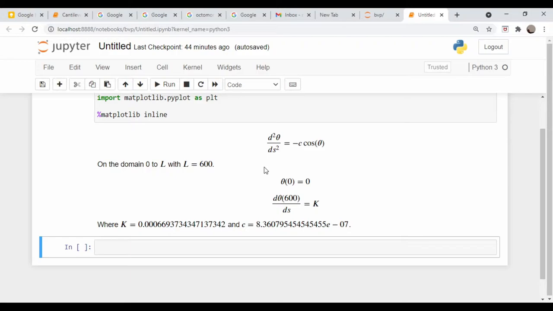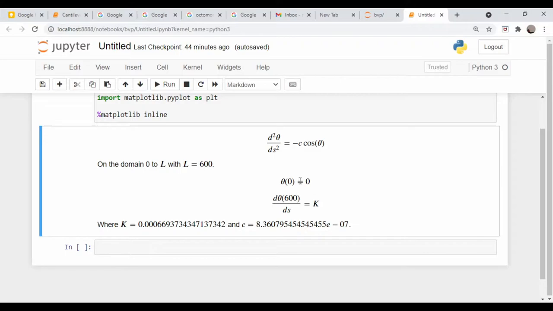It's slightly nonlinear. And the boundary conditions he had were theta at s equal to 0 is 0, and the derivative at the boundary, which I called L, which was 600 in his case, was equal to some number k. These constants, c and k, he gave to me, and these are basically the result of those calculations here. So this is the boundary condition for the derivative, and this is that constant of proportionality in the differential equation itself. So let me code up the system of equations to use our initial value solver.